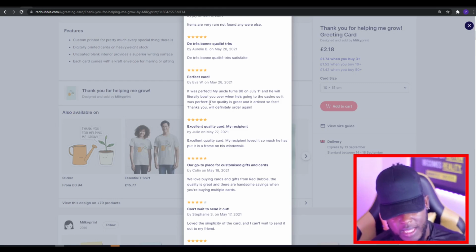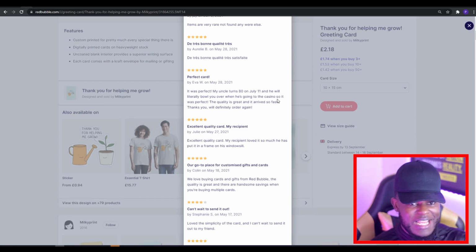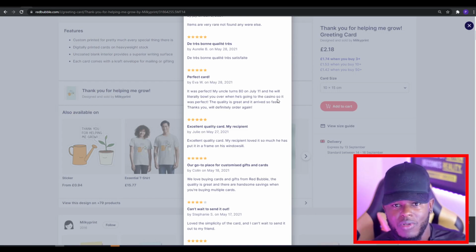Now, a couple of things you can pick out from this is the fact that it's telling you how old this person's uncle turns. So they're turning 80, and it also tells you what they like doing, going to the casino. If you want to look even deeper into it, it tells you the relationship that this person has with who they're gifting the thing to. So it's their uncle. So you can, if you want, look for a niche that covers uncles that are turning 80 that like to go to casinos.